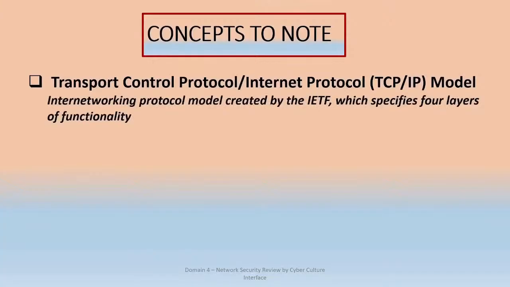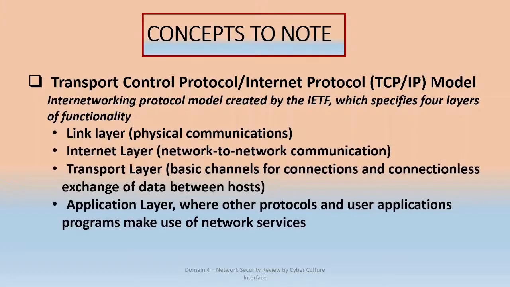Now let's look at the TCP/IP model, which has 4 layers. This is a model that was created by the IETF. You can check the full meaning also to get familiar with it right now. They specify 4 layers of functionality within the TCP/IP model. So it means that the TCP/IP model basically runs on 4 layers as against the OSI model that runs on 7 layers. These 4 layers are made up of the link layer, which is the physical communication. This is where we're talking about cables and interface cards. Then we have the internet layer, which is network to network.